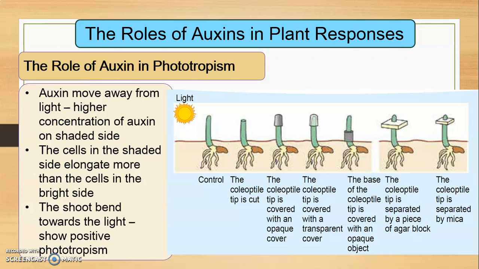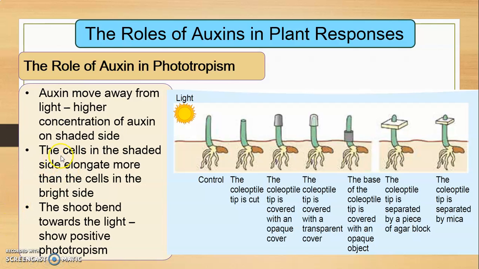Okay, so second concept, the cells in the shaded side elongate more than the cells in the bright side. Bright side ini adalah bahagian yang menerima cahaya. Shaded side ini adalah bahagian yang tidak menerima banyak cahaya. Okay, kalau kita tengok di sini, refer to the column cahaya. This one at the left side refers to the brighter side. On the right side here refers to the shaded side.